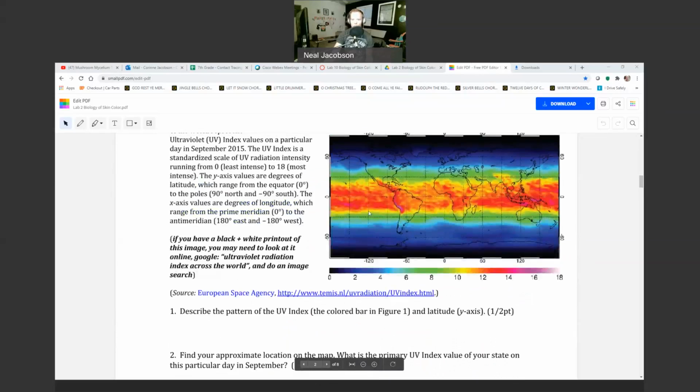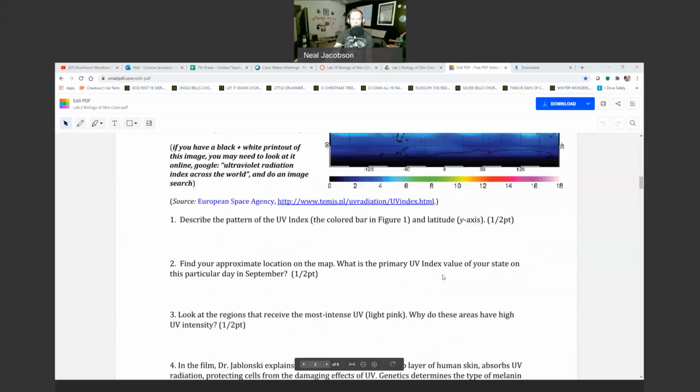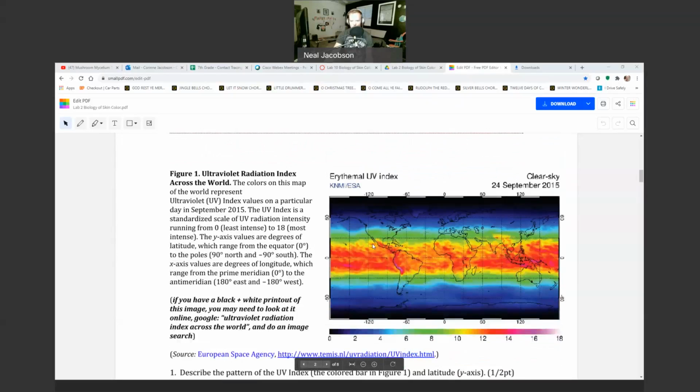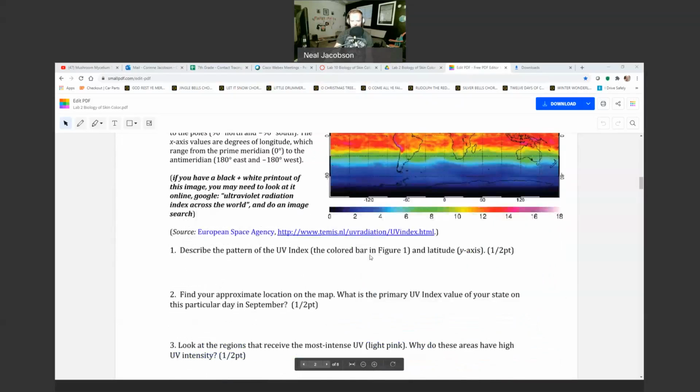And so you could say, well, it appears like the UV index looks higher towards the equator. And then as you move away from the equator towards the poles, the UV index decreases. So we're going to find our approximate location on the map. We know we're in Arizona. It looks like we're in the green on this day. Definitely not this year. September was insanely hot. Lots of UV light hitting us.